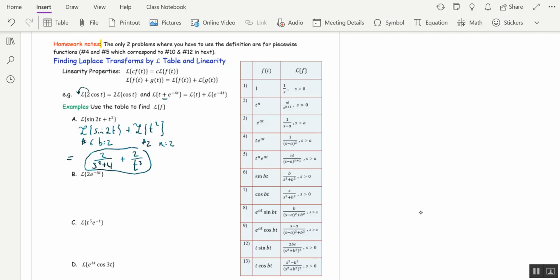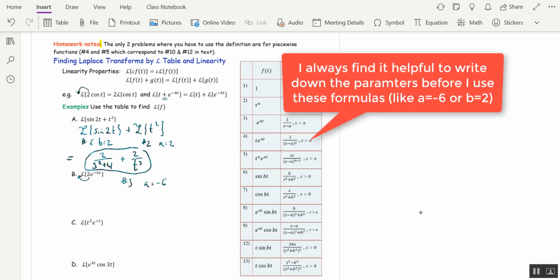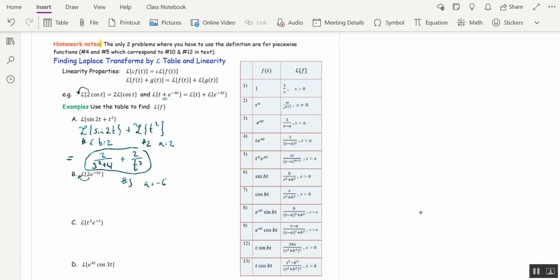Again, that 2 there is a constant. Mentally, I'll just pull it out and find L of e to the negative 6t using formula 3 in my table with a equal to negative 6. So if I take L of e to the negative 6t, I'm going to get 1 over s plus 6. I multiply by 2 to get 2 over s plus 6. So if I went too fast for you, what I did there is I wrote that as 2L of e to the negative 6t, and then I used my table on e to the negative 6t, and then I multiplied my answer by 2.